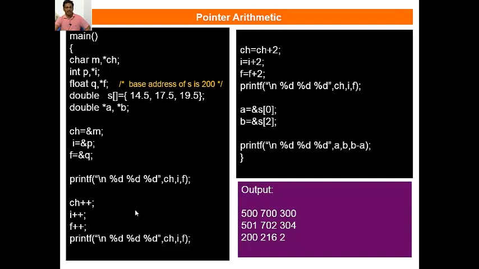CH equal to CH plus 1. CH is a pointer variable. It's not an ordinary variable. It is a pointer variable. It stores only an address, not a value. So CH is a character type pointer variable.